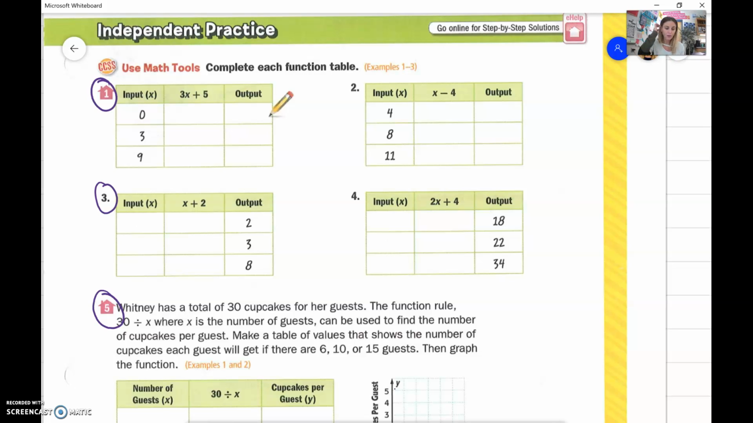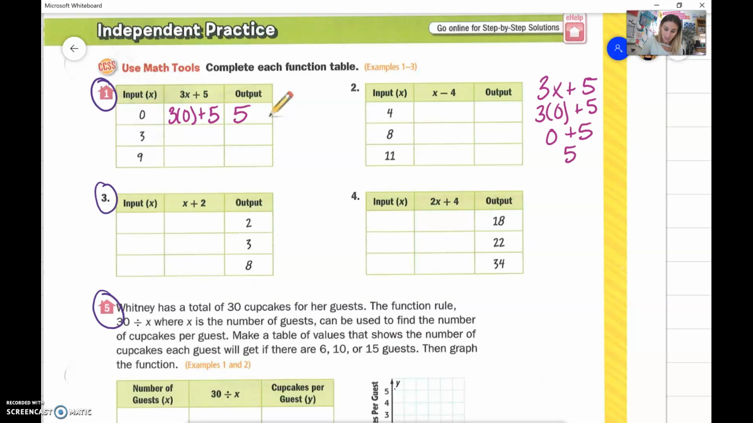Okay, so we are going to do, I'm going to write over here, 3x plus 5. We have to replace my variable with 0, so it's going to be 3 times 0 plus 5. So 3 times 0 plus 5. 3 times 0 is 0, plus 5. 0 plus 5 is 5.